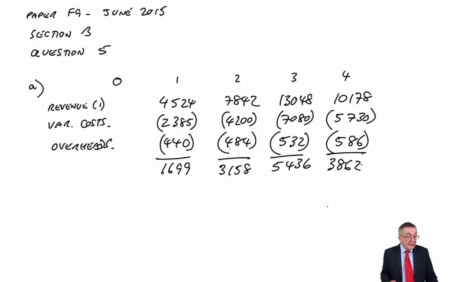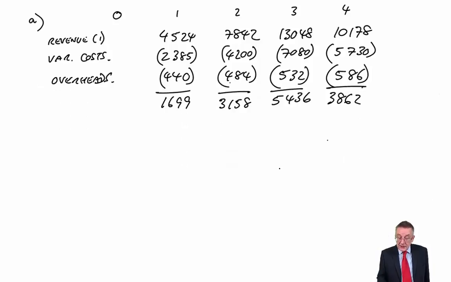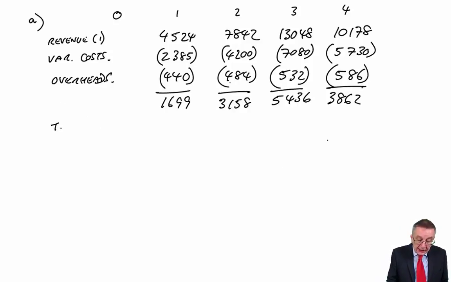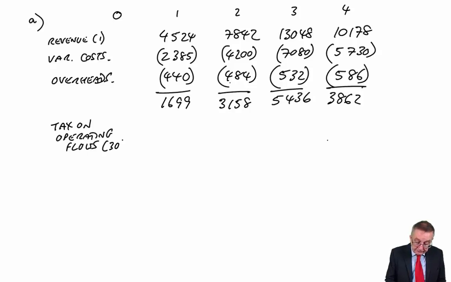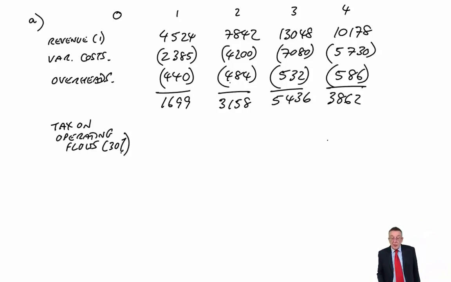But of course we've tax to deal with. If you remember, there are two ways you can deal with the tax and they'll both give the same answer. But the safest, and I think the easiest, way is to first calculate the tax on the operating flows, ignoring for the moment any capital allowances or tax allowable depreciation. The tax rate is 30% of each of those operating cash flows, and here it says they're paid in the year in which they arise, so there's no delay as there often is.